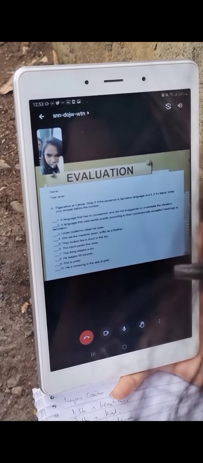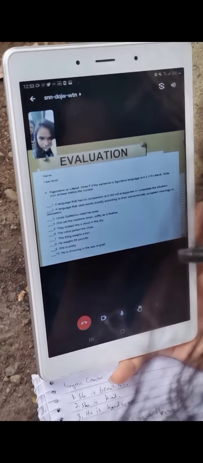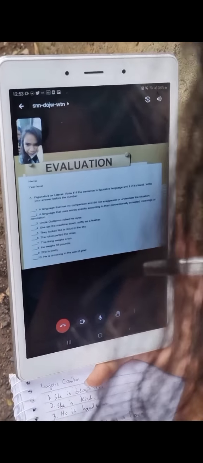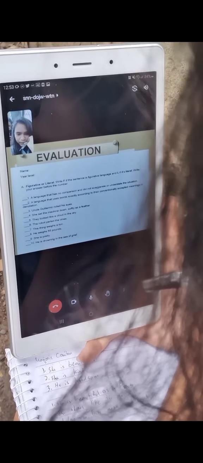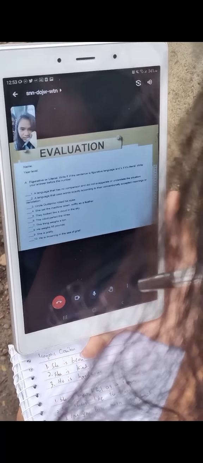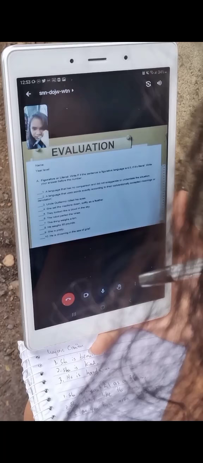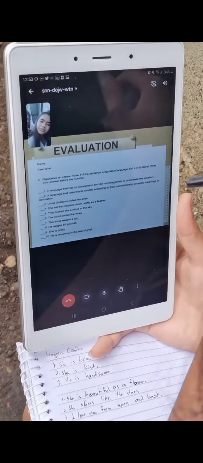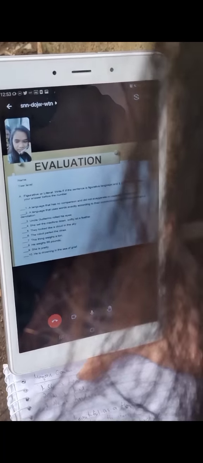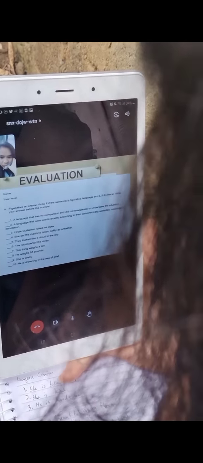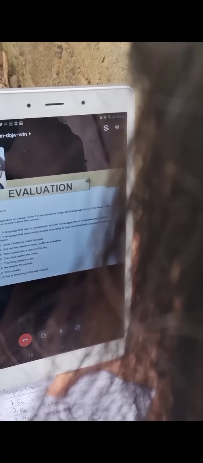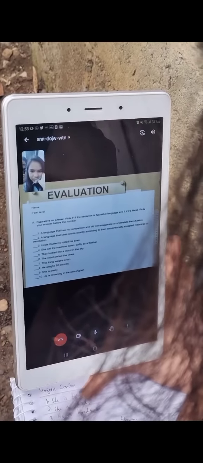If the sentence is figurative language, you have to write letter F in the blank. We have blanks before the number, and you have to write L if it has literal meaning, or the sentence conveys literal meaning. You have to write your answer before the number, in the space provided on the blank. Do you understand the instruction? Yes, ma'am.